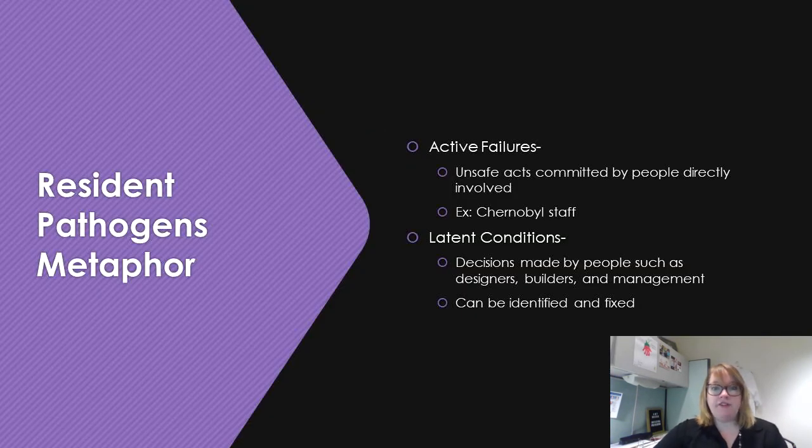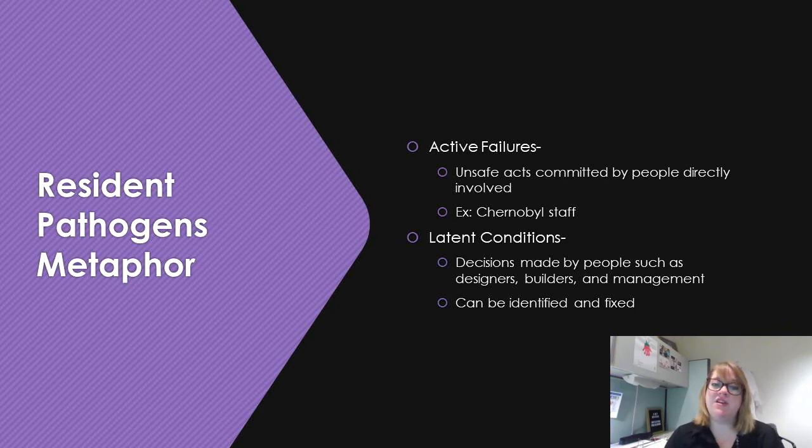So he called active failures and latent conditions the resident pathogens. Active failures are the unsafe acts that are committed by the people directly involved. So, for example, in Chernobyl, with the explosion, it was the staff at Chernobyl that actively ignored all the safety features and shut them off. And that was what led to the explosion.